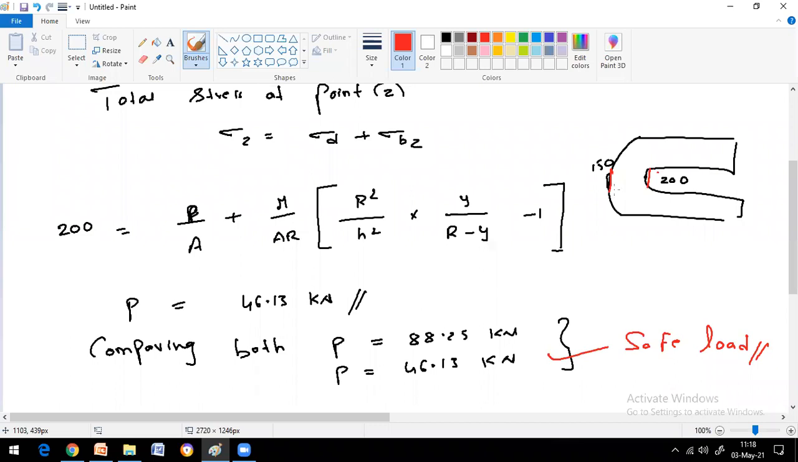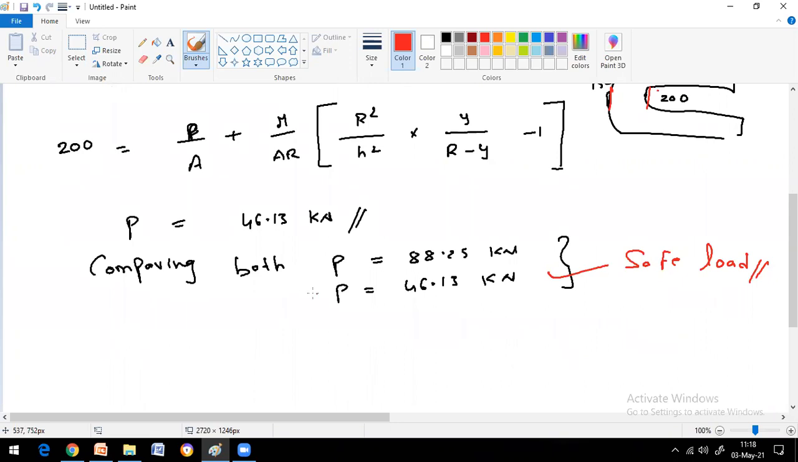Okay, now you have two P values. Which value should we take? You have to take the lowest value. That is very important, so make a note. Note: safe load will always be lesser of the above. Very, very important.